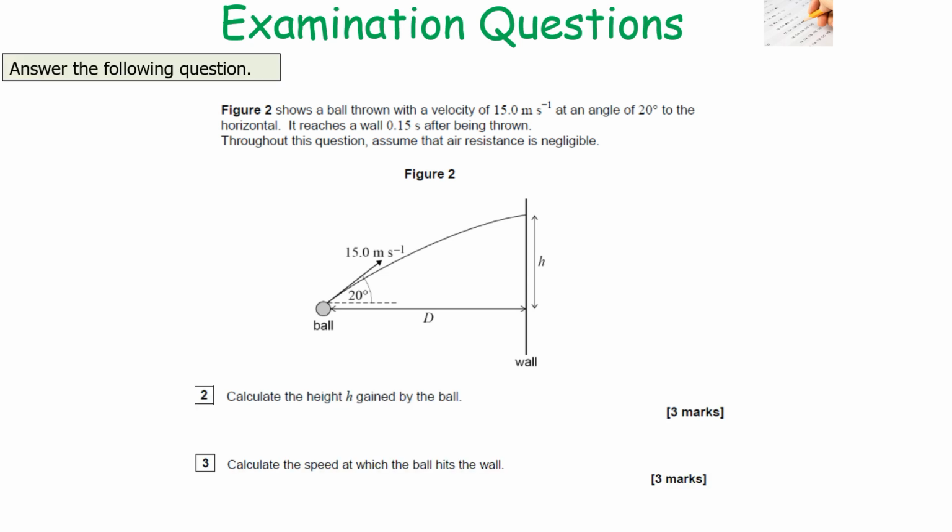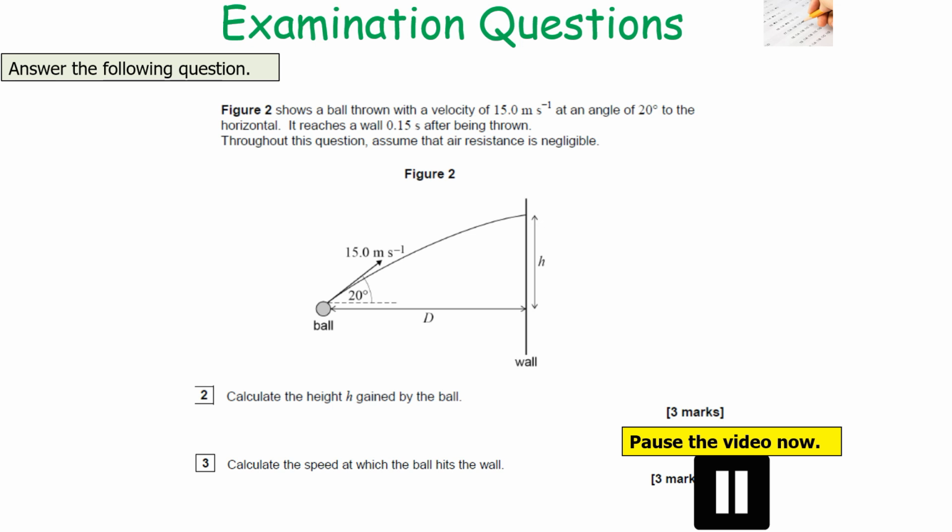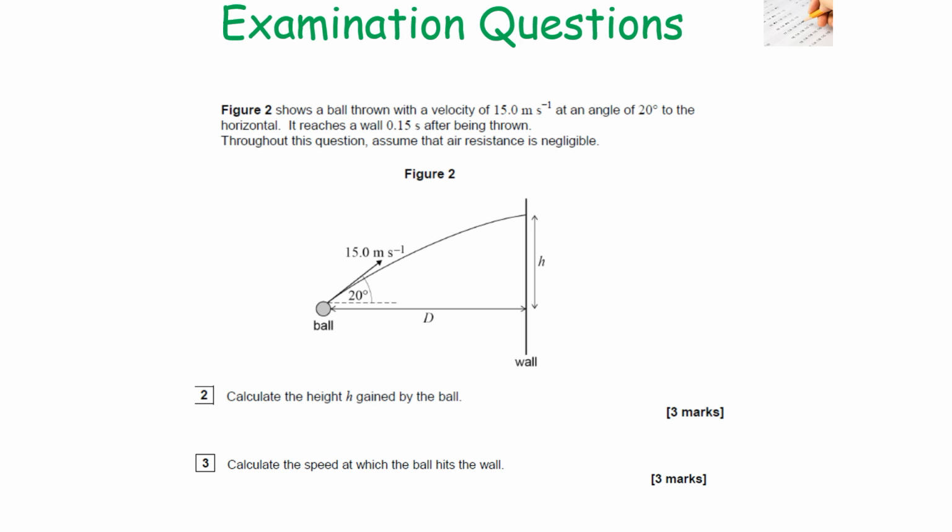The next question says, calculate the height h gained by the ball and calculate the speed at which the ball hits the wall. So pause the video now, then unpause the video when you want to go through your answer. So how do you calculate the height? Well, again, we can use suvat here because we've only got one force acting on the object, and that is gravity, or weight, so our acceleration is our acceleration due to gravity.